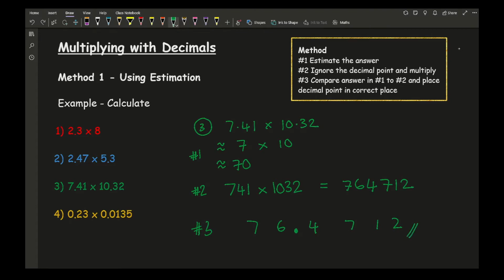Now this method seems quite straightforward, but it does have its flaw, and its flaw is when you're multiplying with numbers less than 1, sorry.